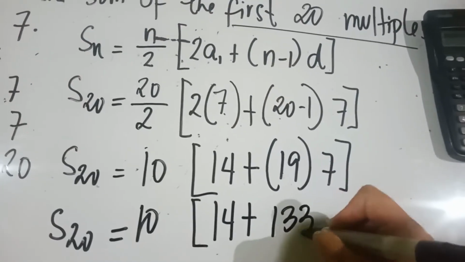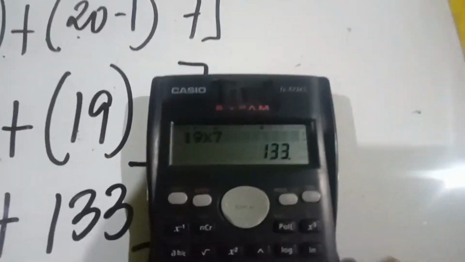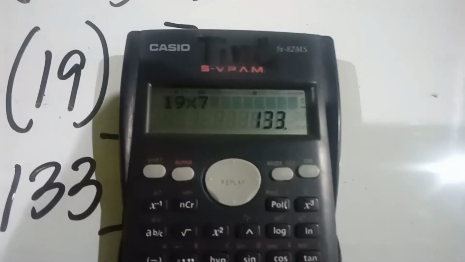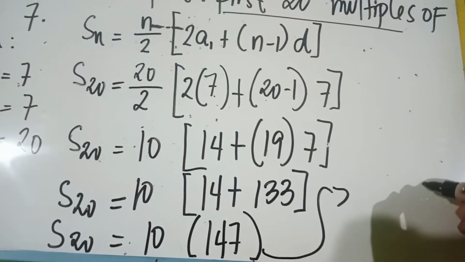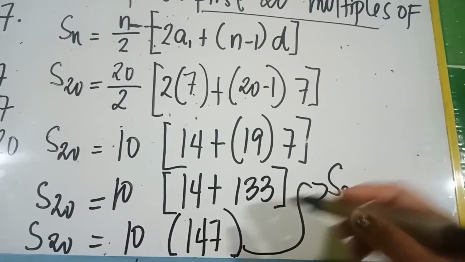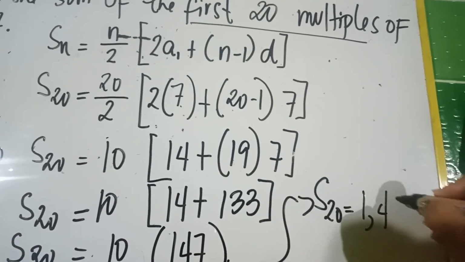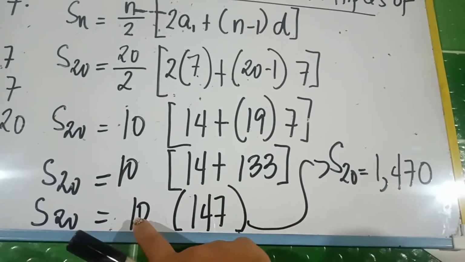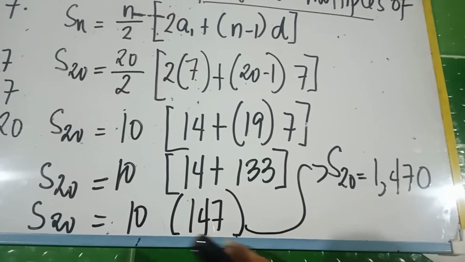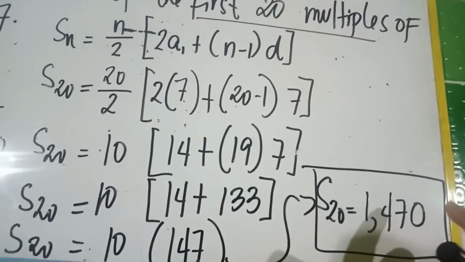So, plus 133. S sub 20 is equal to 10 times. Let's add 133 plus 14. The result is 147. So we have 147. Now let's multiply. S sub 20 is equal to 10 times 147, which is equal to 1,470. If you multiply 10 times 147, this is the result. The zero is just a terminal zero. How many zeros are there? One. What are the non-zero digits? 147. So the sum of the first 20 multiples of 7 is 1,470.